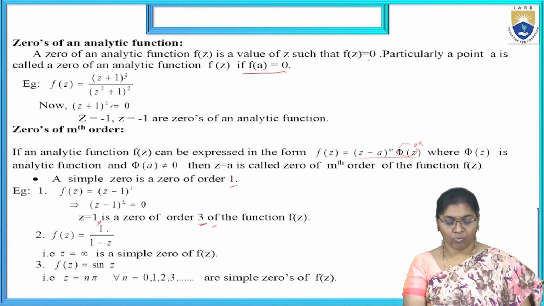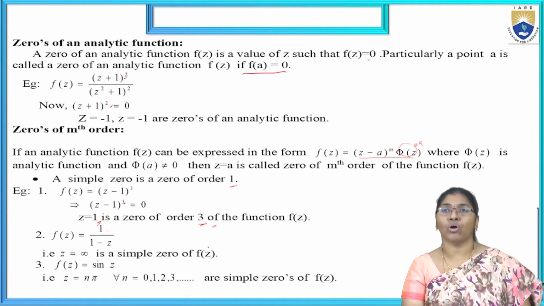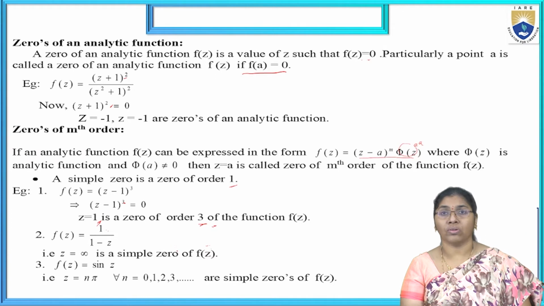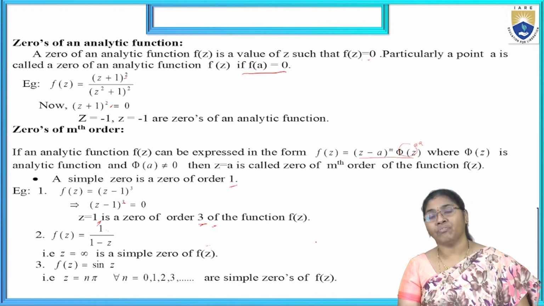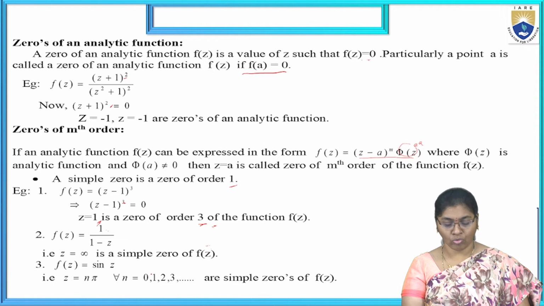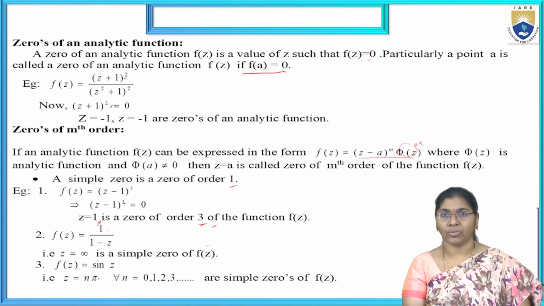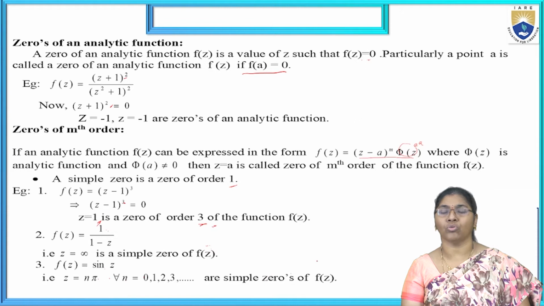Now here there is no function involved. That means z equal to infinity is a simple zero of f(z). Then this function is called a simple zero function. Now, function f(z) equal to sin z. The zeros of sin z are z equal to n pi. n equal to 0, sin 0 value. Next, n equal to 1, sin pi, sin 2 pi, sin 3 pi, sin 4 pi. All are zeros. So that is also a simple zero of f(z).